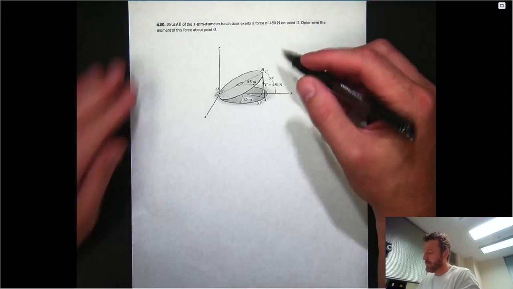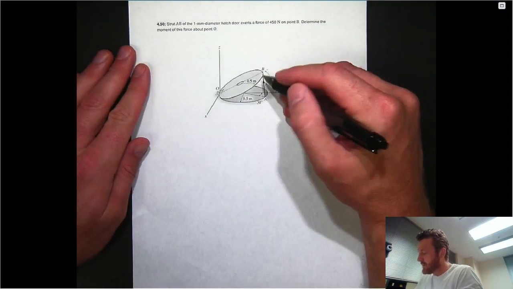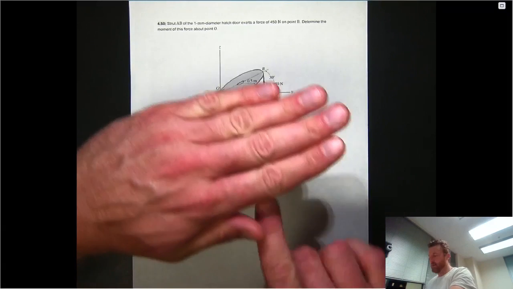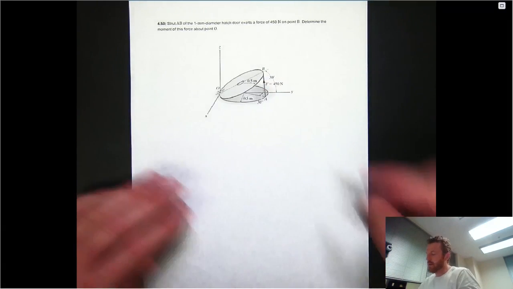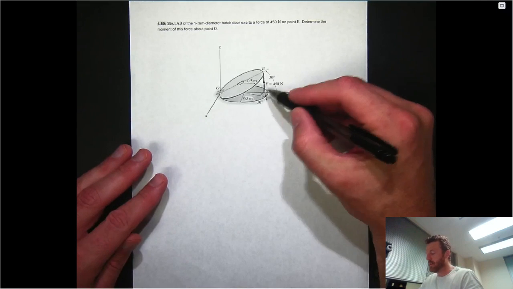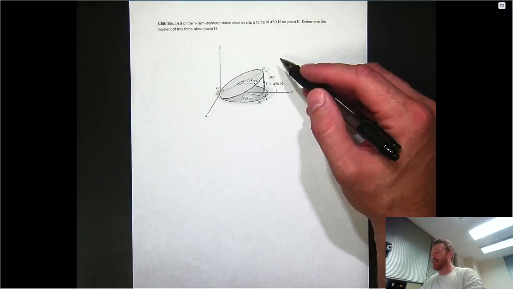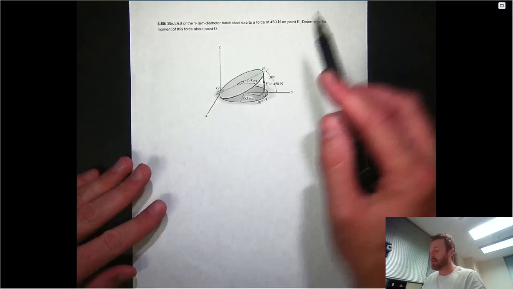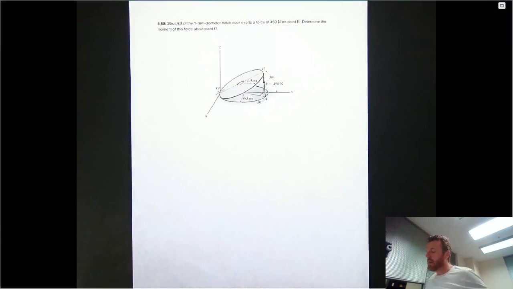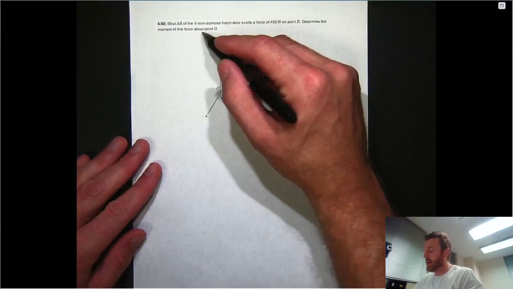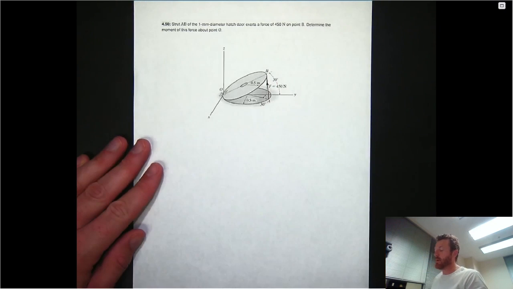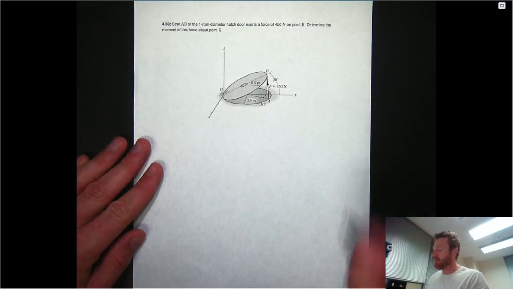So in this problem, we have a hatch door and a strut that's exerting a force on the hatch door to lift it up. The key thing to realize is that point A isn't directly below B. They don't lie at a common x value in an xy plane. This force from A to B is angled up. We know the diameter of the door, we know the magnitude of the force, and we want to find the moment of the force about point O.